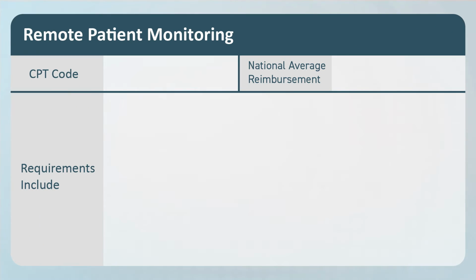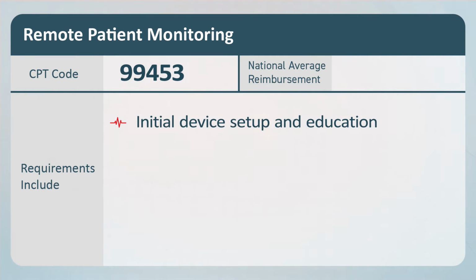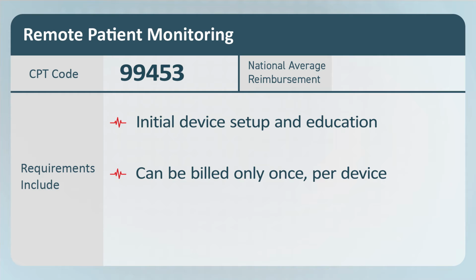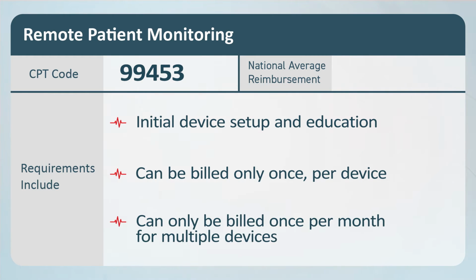The first CPT code is 99453. This code is for the initial device setup, where the device is given to the patient and you explain how to properly use the device. 99453 can be billed once per device. If the patient is given multiple devices, they must be billed with the code 99453 on different months. The current national average reimbursement for 99453 is $19.